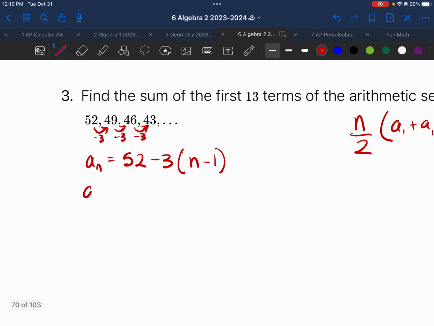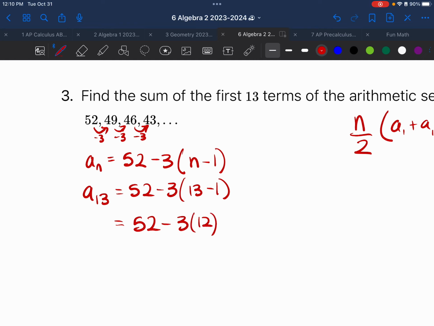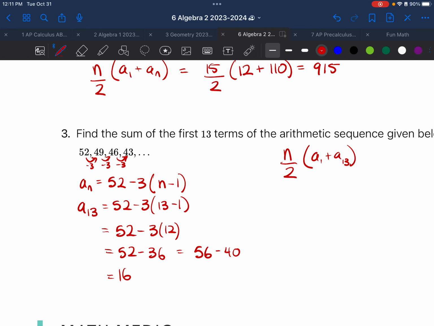The 13th term, a sub 13, is equal to 52 minus 3 times, not n, but 13 minus 1. And this I think I can do in my head. So this is going to be 52 minus 3 times 12. This is going to be 52 minus 36. Which is the same thing as doing, I'm going to add 4 to them, so 56 minus 40, that's going to be equal to 16. So the last term in the sequence is 16, and I'm ready to plug in.